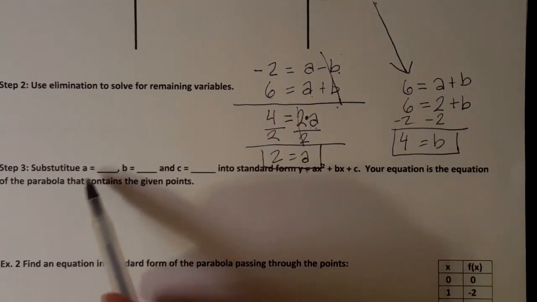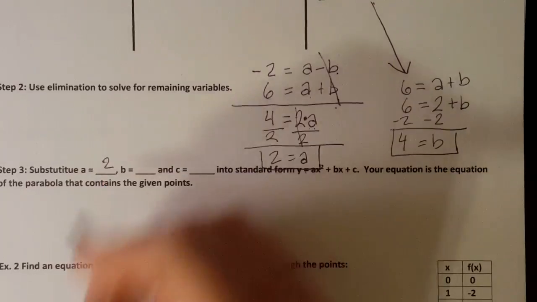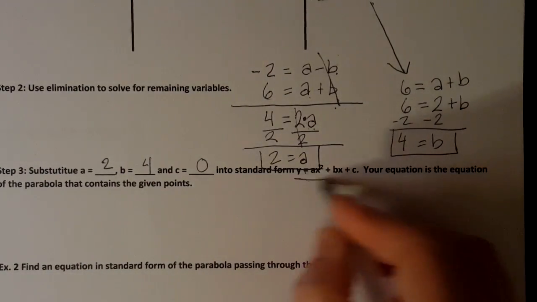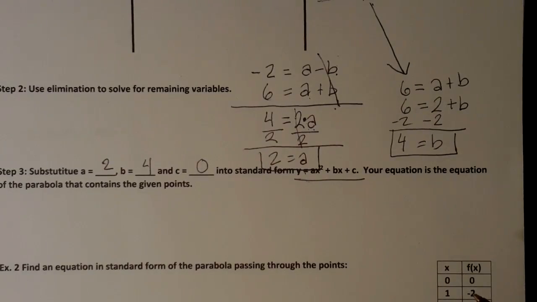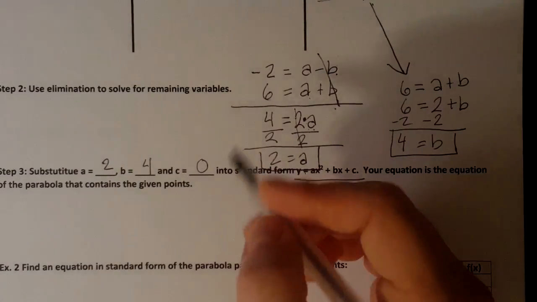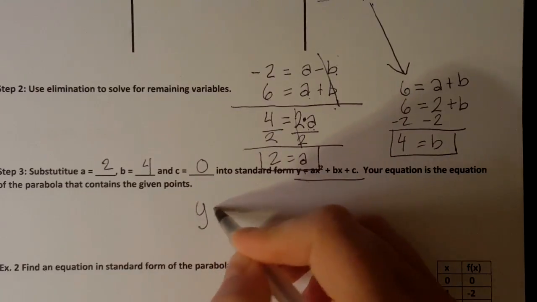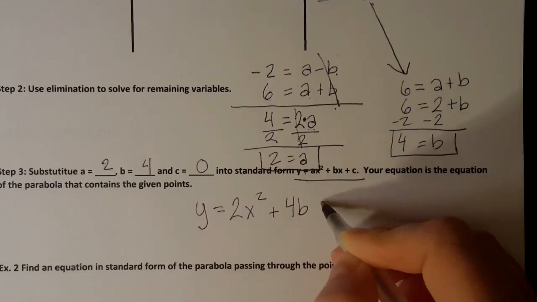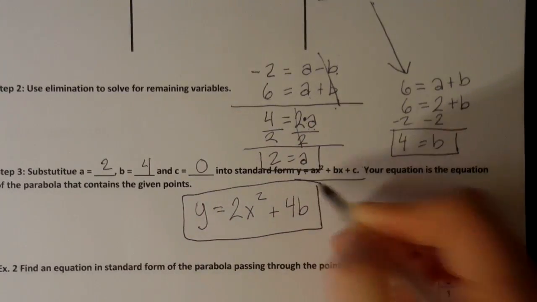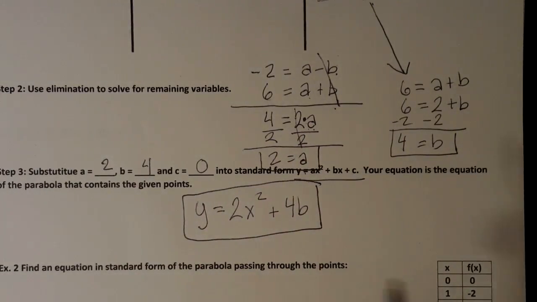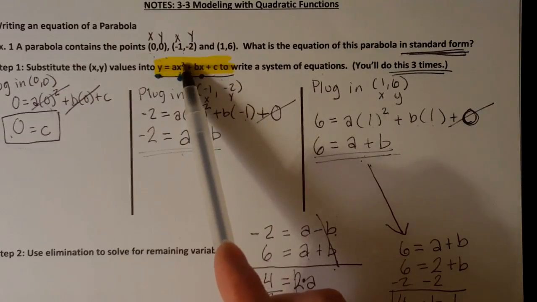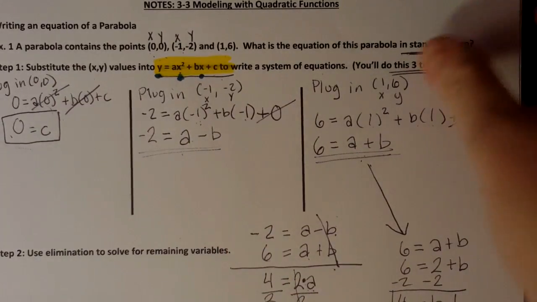Okay, we are going to substitute a as 2, b as 4, and c as 0 into the standard form, and that will be the equation of our line, or excuse me, not the line, parabola that goes through the 3 given points. So y equals 2x squared plus 4x plus 0. But writing plus 0 is a little redundant, so we're not going to do that. So that is our answer. This equation has the 3 points (0, 0), (-1, -2), and (1, 6).